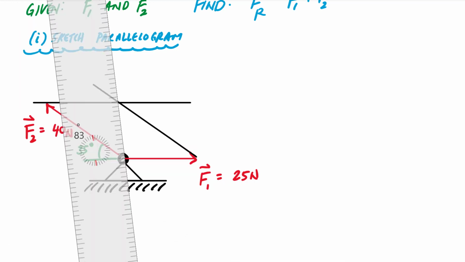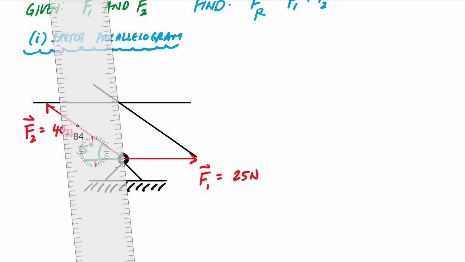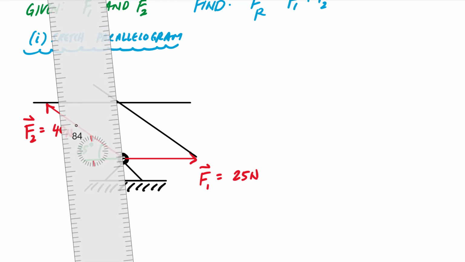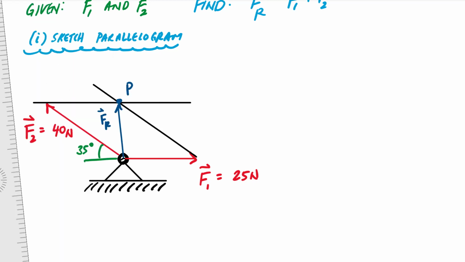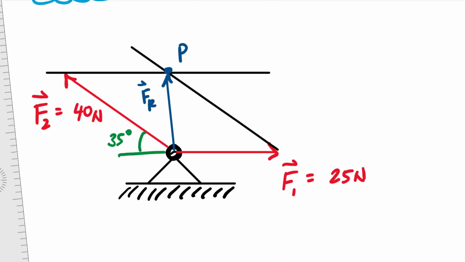So from the concurrent point, which is where that pin is, to that point of intersection is where I'm going to expect my resultant force to point. So boom, like this. And all I've got to do now is choose a triangle to analyze. I could choose the triangle on the right or the triangle on the left, and it's just going to involve law of sines and law of cosines. So in this case, I'll just go ahead and choose the triangle on the left here.